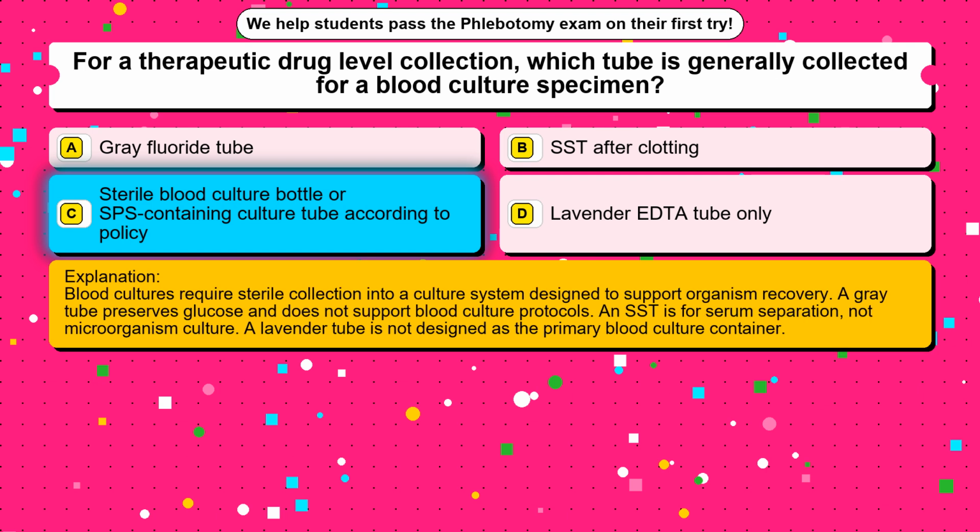Blood cultures require sterile collection into a culture system designed to support organism recovery. A gray tube preserves glucose and does not support blood culture protocols. An SST is for serum separation, not microorganism culture. A lavender tube is not designed as the primary blood culture container.